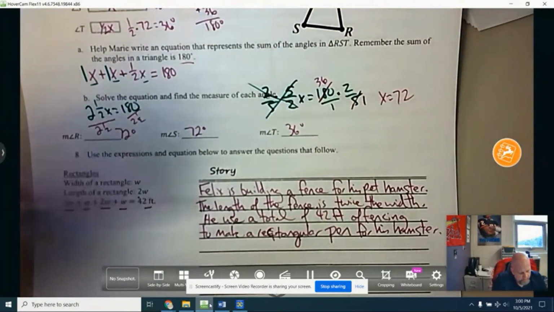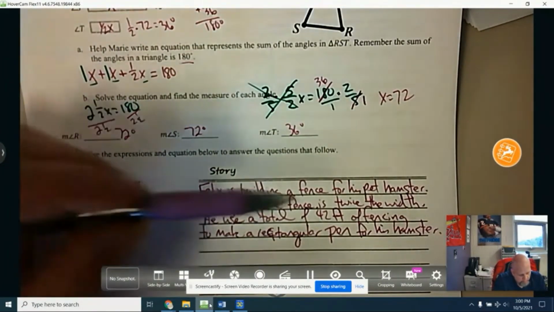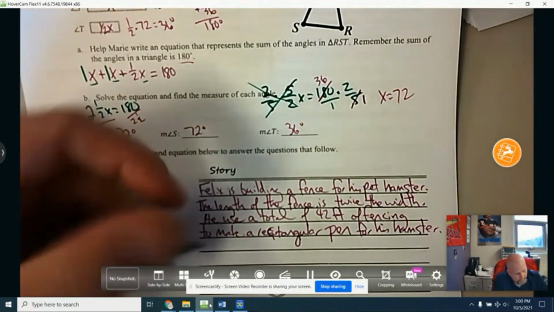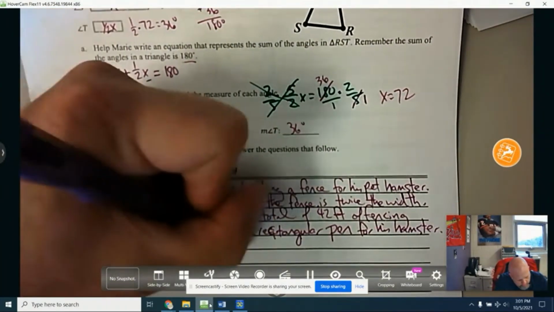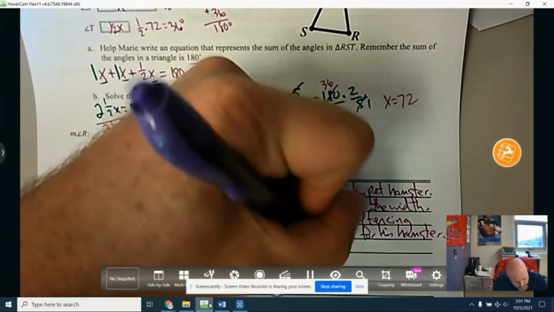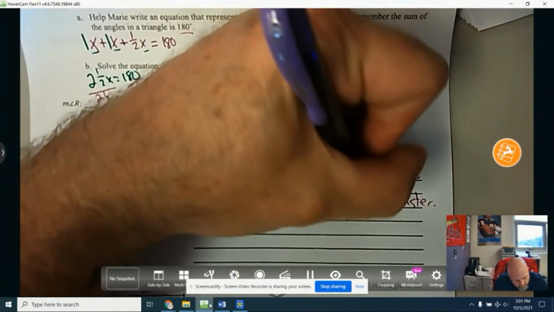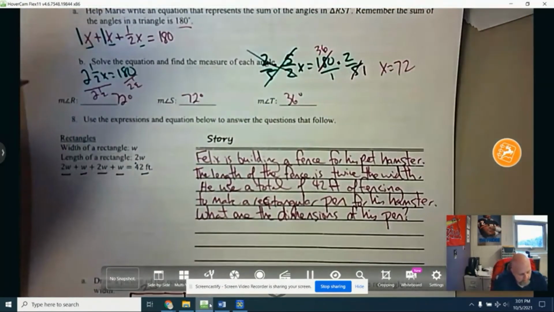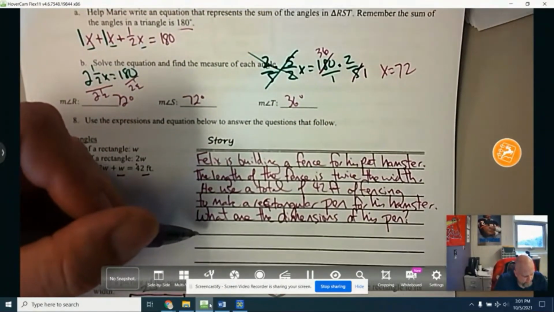Okay, so he uses 42 feet. We talk about that to make a rectangular pen. We talk about being a rectangular shape. We've also discussed that the length is twice the width, so we're pretty good with this. Okay, so then I just need one final question to end it off. I'm going to say, what are the dimensions of his pen? Meaning pen that encloses where he's going to store his hamster.